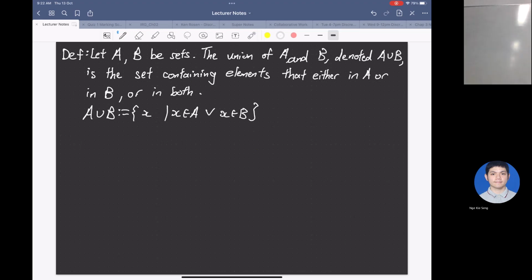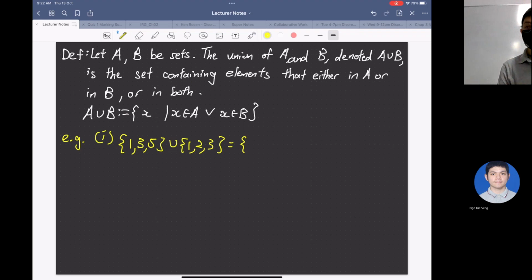So for example, what's the union of {1, 3, 5} and {1, 2, 3}? {1, 2, 3, 5}. Okay. How about this? If you take the union of the reals and the naturals, what do you get? Okay, good.